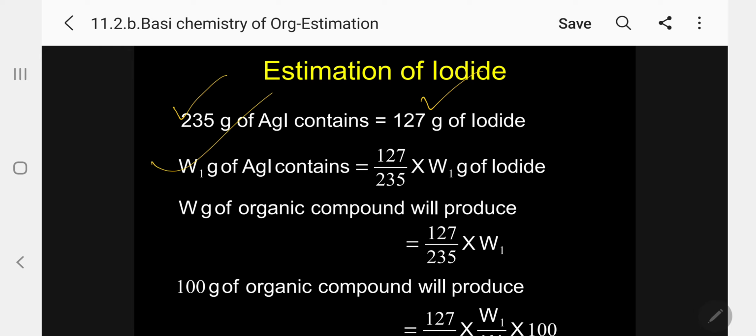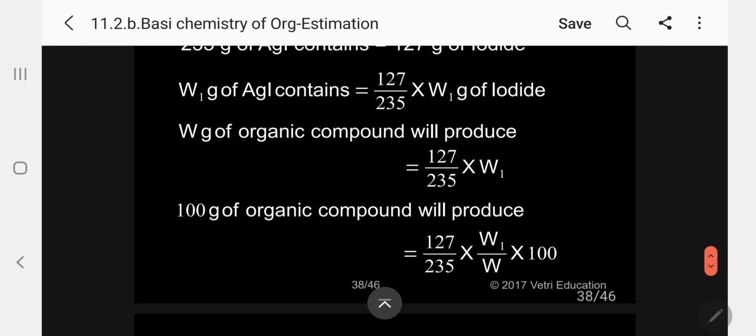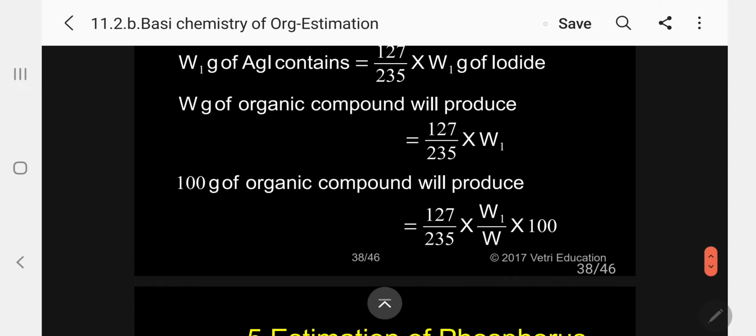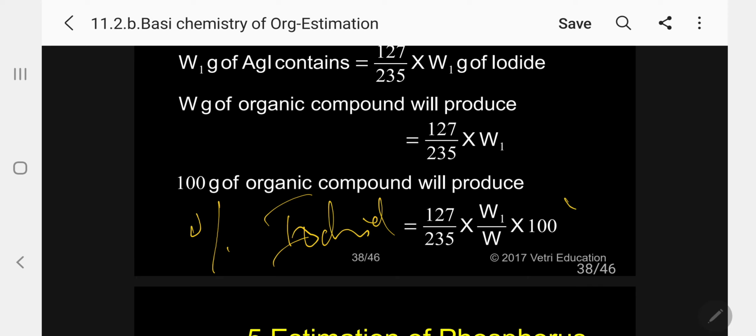W1 grams of silver iodide contain 127 by 235 into W1 grams of iodine. So W grams of organic compound we have used will produce 127 by 235 into W1 divided by W. For 100 grams, what is the amount of iodine produced? 127 divided by 235 into W1 by W into 100. So this is the percentage of iodine, in percentage we are getting.